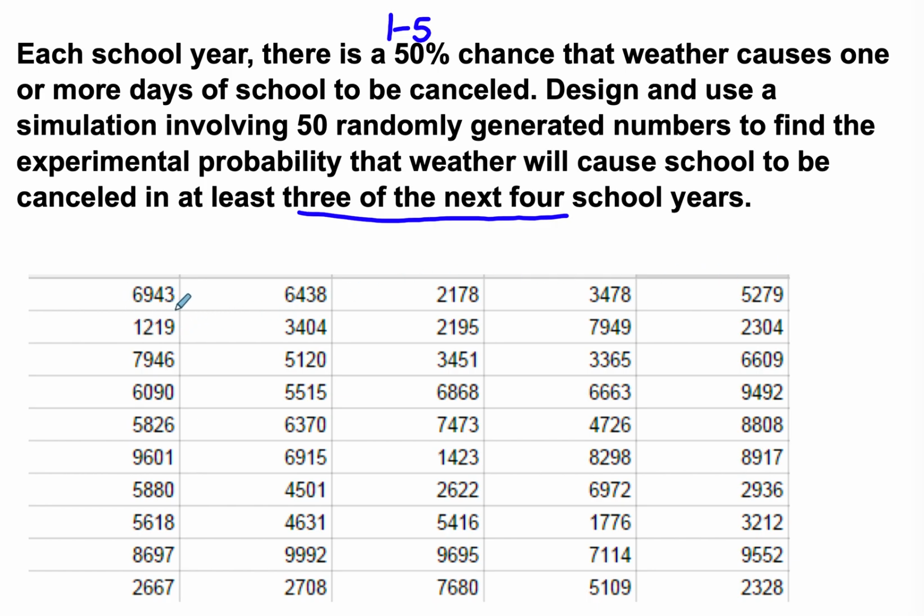Nothing in the first row works. This one does. 1,219 has 1, 2, 3 numbers between 1 and 5. This one works. 3,404 has 3 numbers, 3, 4, 4, in between 1 and 5. This one works. Again, 3 numbers, 2, 1, 5, from 1 to 5. No, and this one, yes. Okay, go ahead and pause the video and finish circling the rest of the numbers that work for the situation.